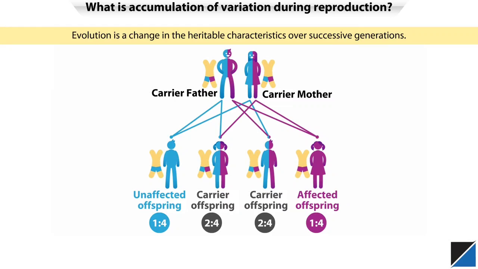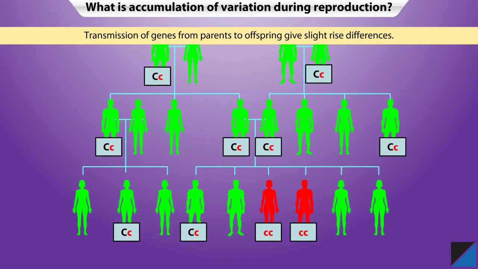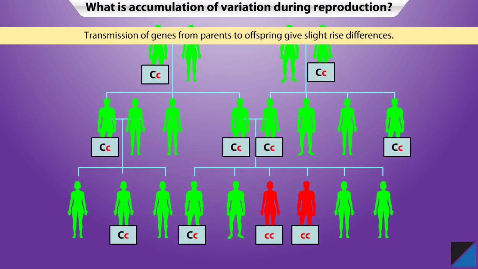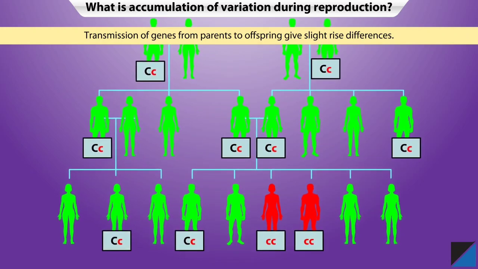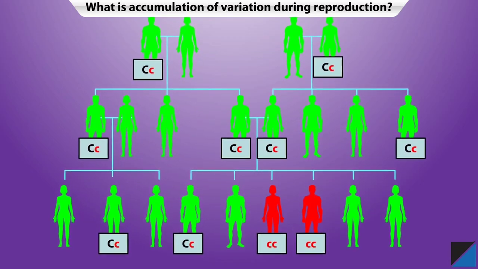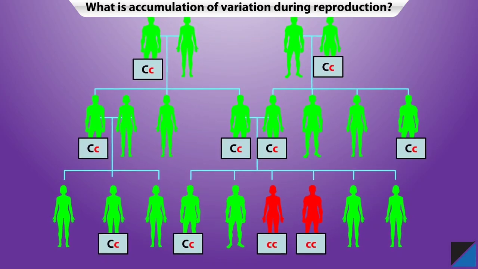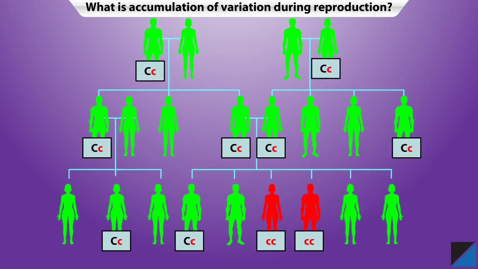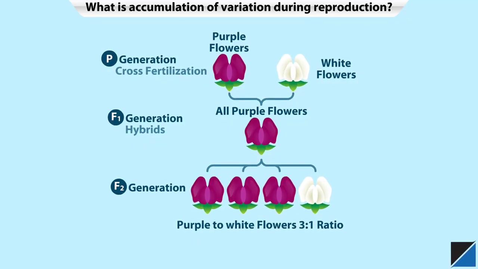After knowing heredity and evolution, let's understand inheritance. The transmission of genes from parents to offspring offers a common body structure, but differences in contrasting characters. Accumulation of variation happens when it is passed from generation to generation. Let's understand it using a simple example.